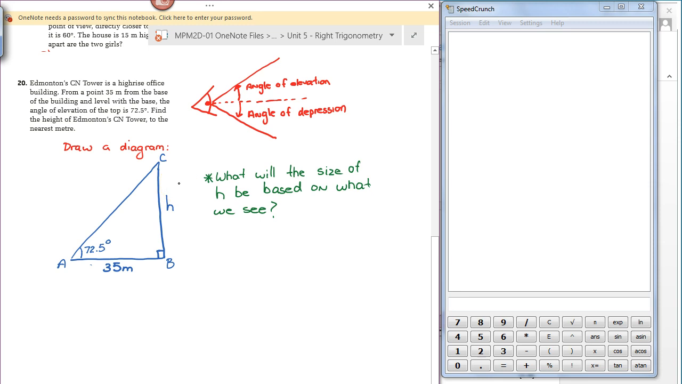The reason why it's good to ask yourself this question is that the most common mistake is students will make a mistake when they set up their ratio. And though the question will work out, you'll end up getting a value of H that contradicts this property.